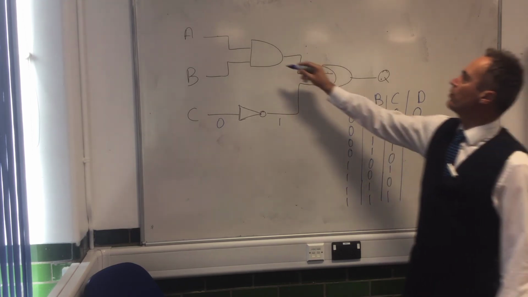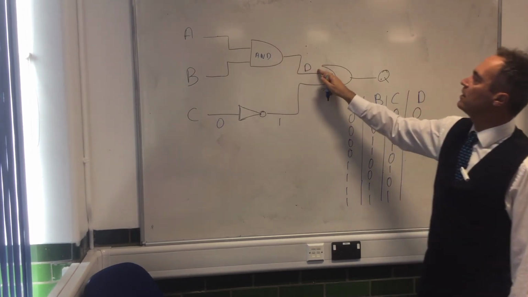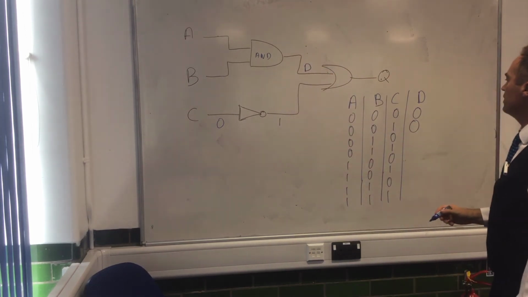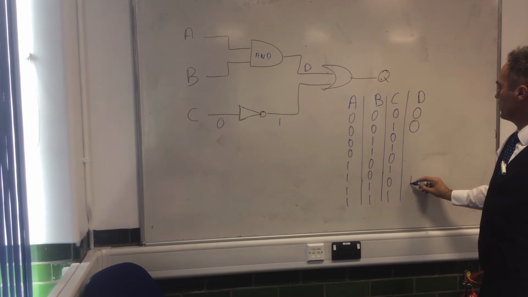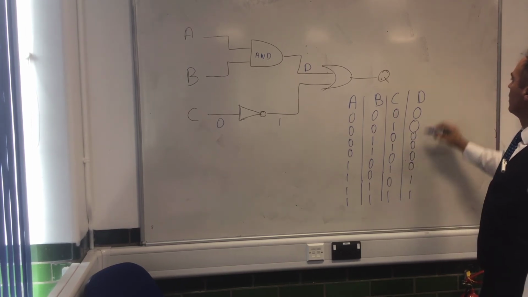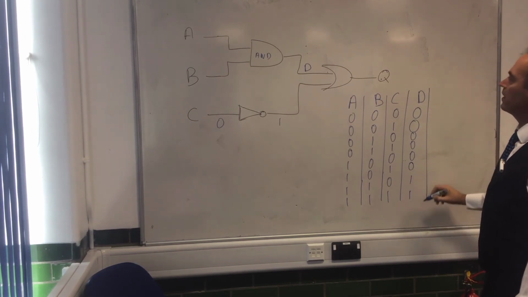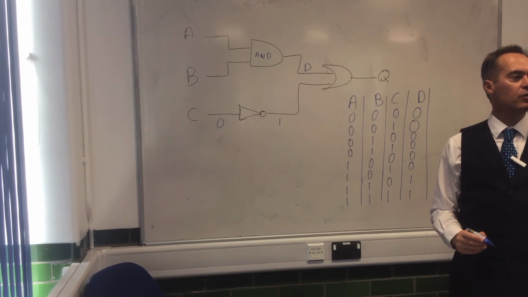You're absolutely correct. This is an AND gate. So the only way D can be 1 is if both A and B are 1. And A and B are 1 only at the bottom here. So everything else will be zeros. Okay? So I've got D's here. Is this enough to get to the end, or do I want an intermediate step to help me?